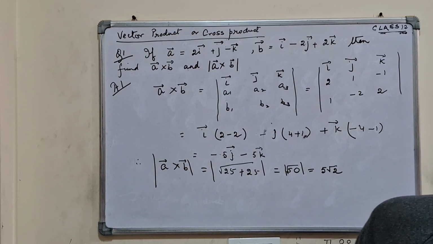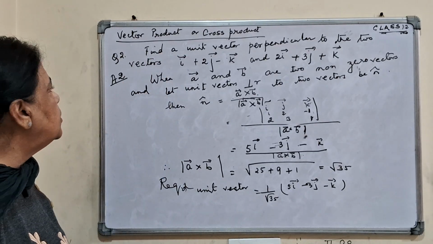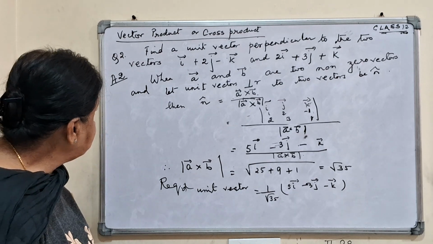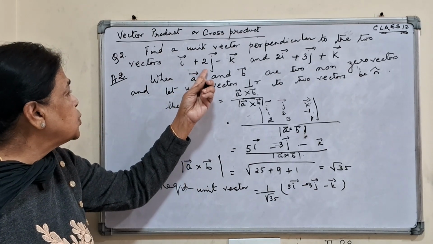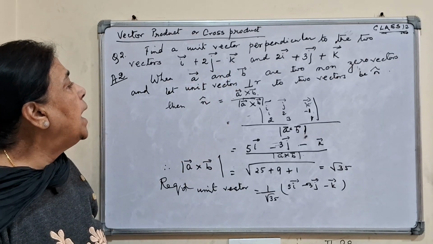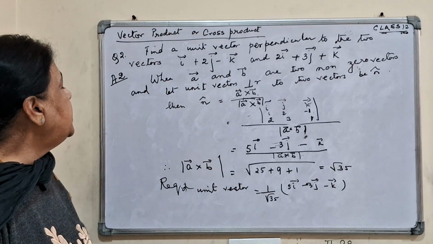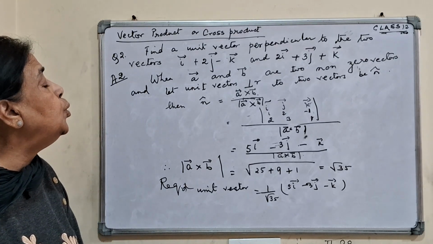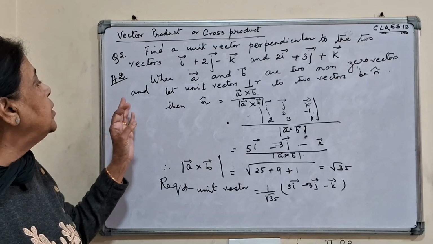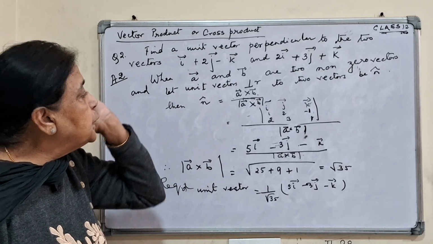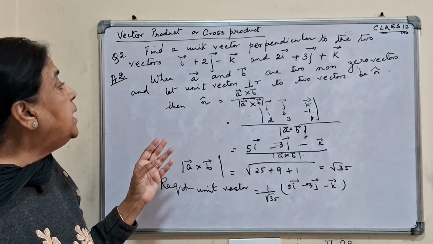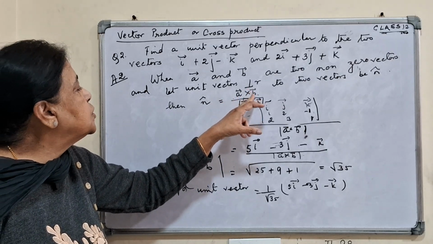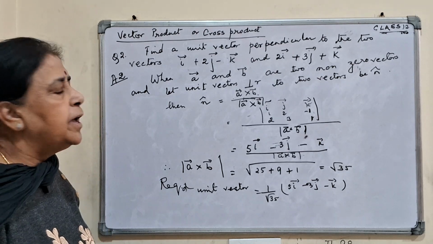Find a unit vector perpendicular to the two vectors i plus 2j minus k and 2i plus 3j plus k. Answer: when A and B are two non-zero vectors, let the unit vector perpendicular to the two vectors be n cap. So n cap is A cross B divided by mod of A cross B.